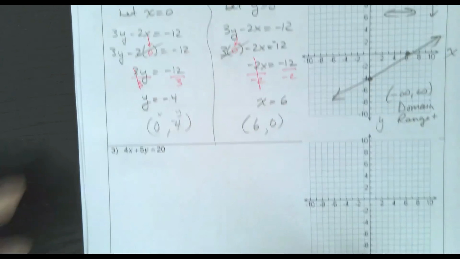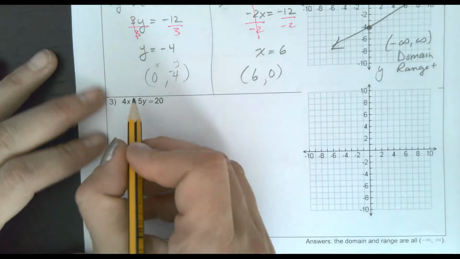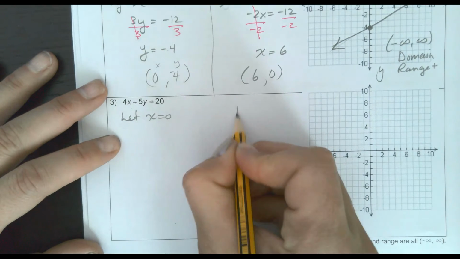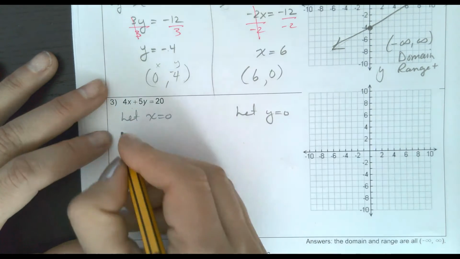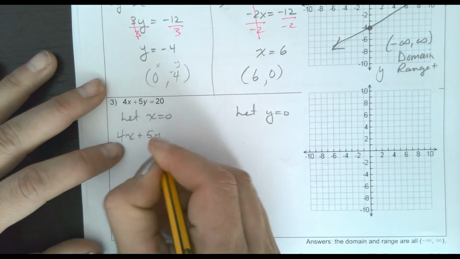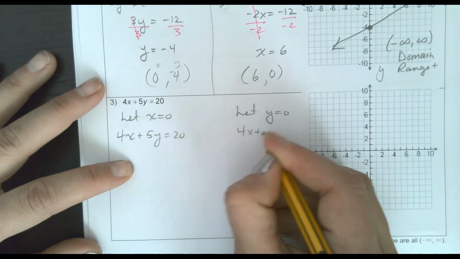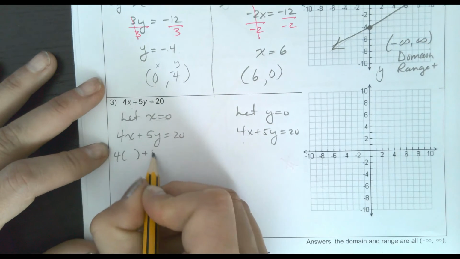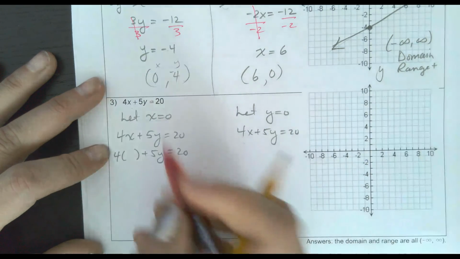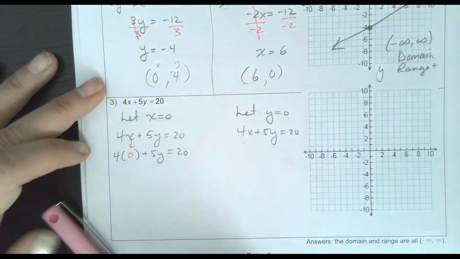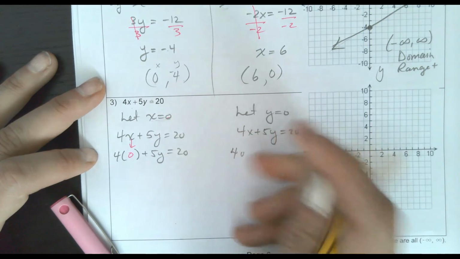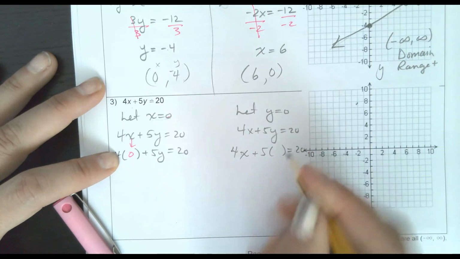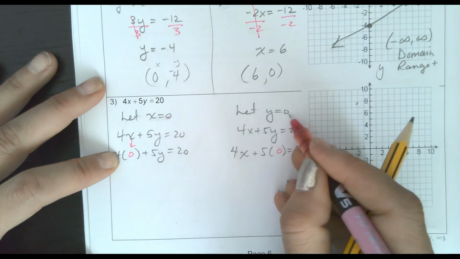Let's do one more. So I have to graph it and give the domain and range. So let x equal 0, let y equal 0. Copy down. Wherever the x is, I'm going to put brackets, and I'm going to put the 0 in wherever the x was. Now here, wherever the y is, I'll put brackets, and the y is going to have a 0.